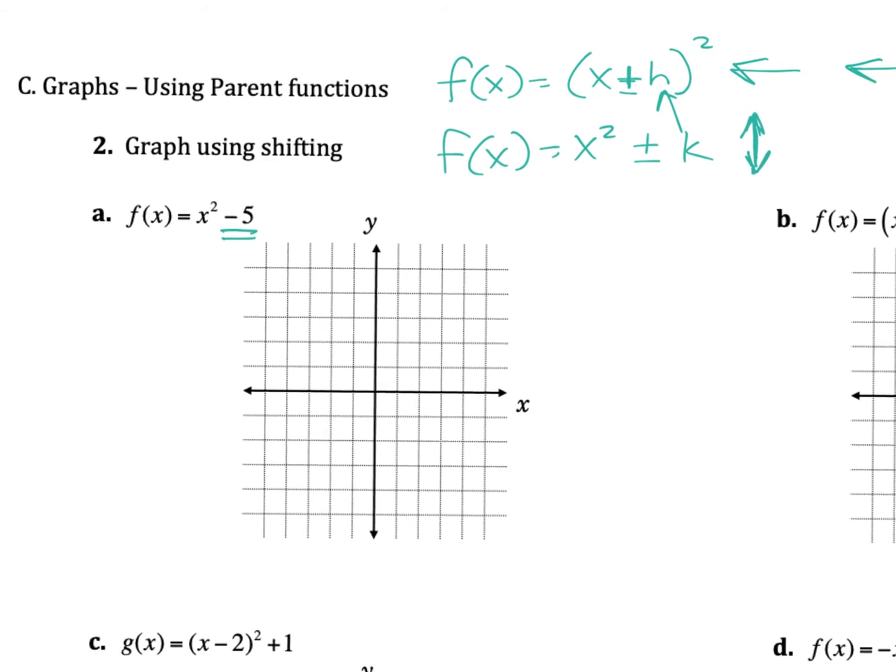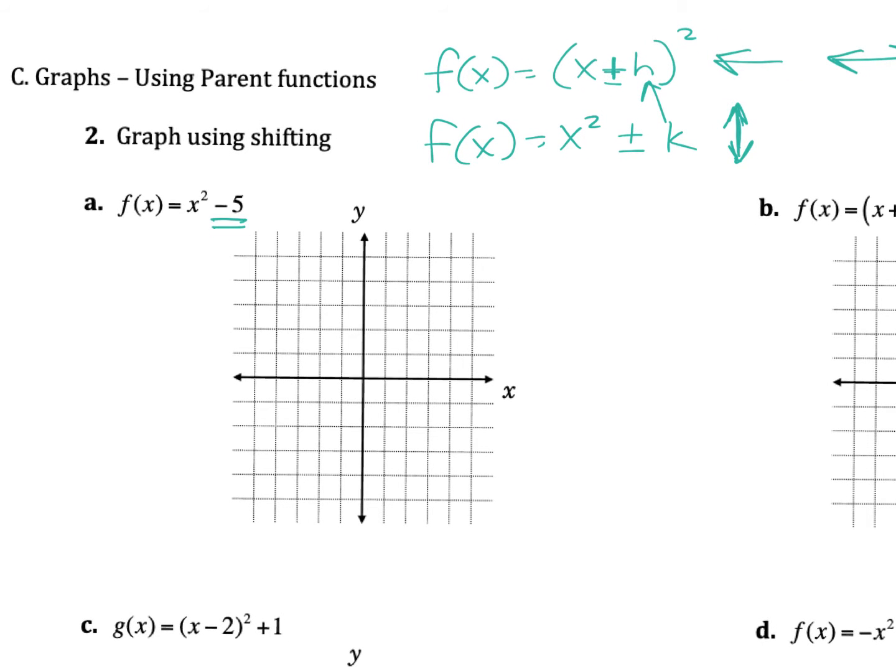Okay, so look at this one. Where am I moving from my parent function? Down 5. So we're going to go 1, 2, 3, 4, 5 and put a vertex there. Okay, and then I want to see your next 2 points. And that all comes from this number. What number is your a value right now? It's a 1, right? Your a value here is a 1. So we're going to go up 1 over 1, up 1 over 1. Okay, so I want to see that for sure.